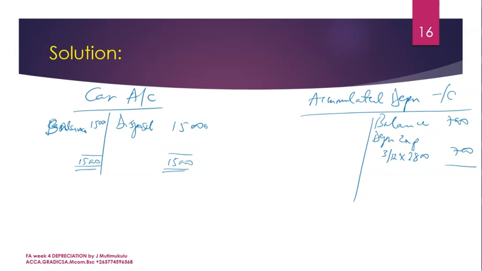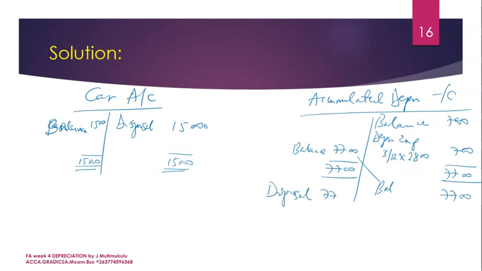So if we add, we're going to have 7,700. Our balance should be 7,700, so we take this balance as our opening balance. But we are told that the asset has been disposed, so we have to transfer this accumulated depreciation of 7,700 to the disposal account as a credit.